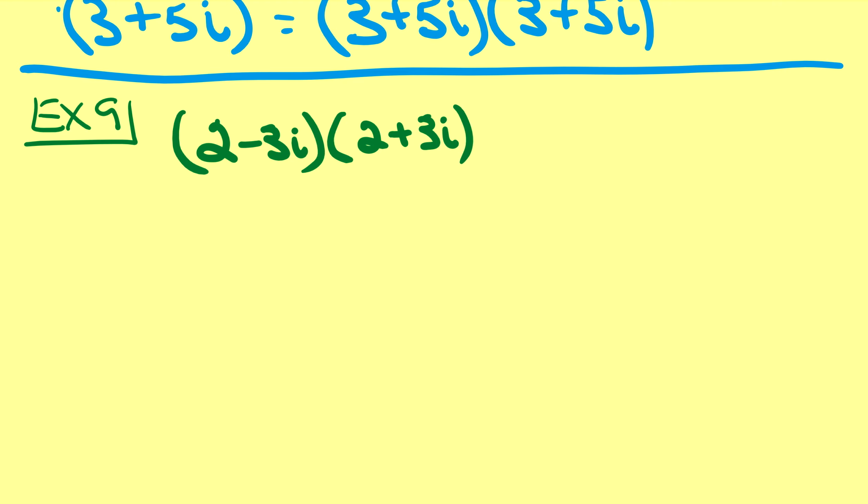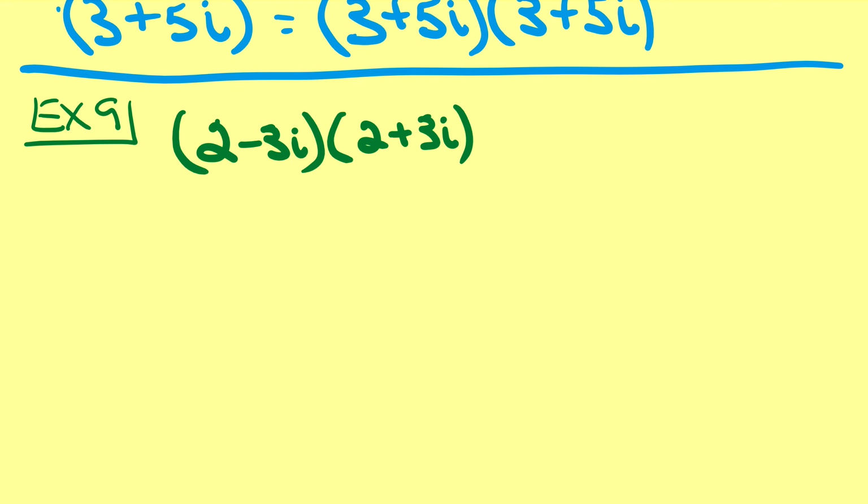All right, how about example 9? I've got another couple binomials that we're multiplying together. So again, we can just FOIL that. This is the product of the sum and difference of the same two terms. So there's a shortcut to this too, but let's not worry about it.